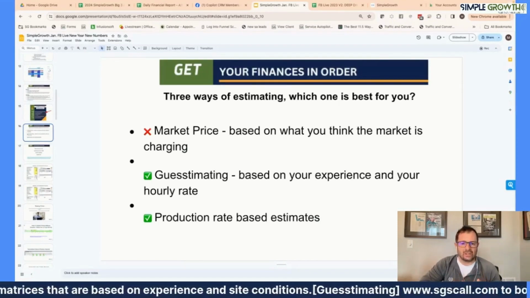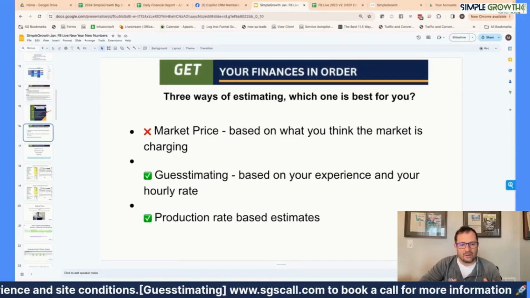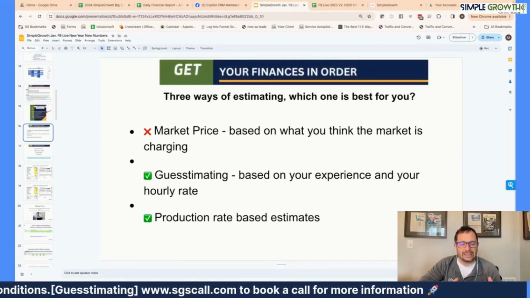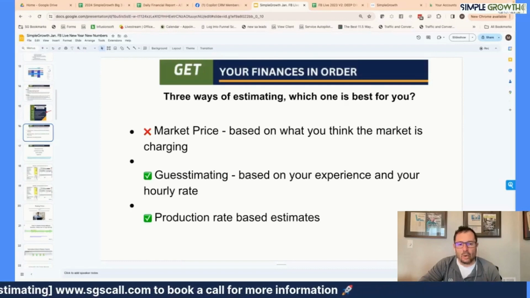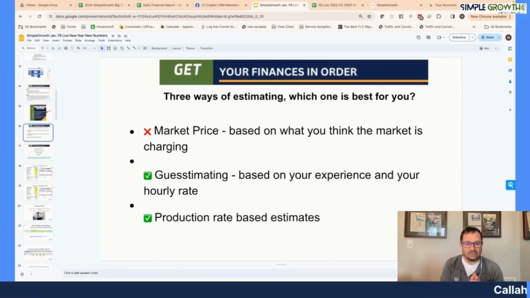So as we're looking at this, Josh, the second was something that I call guesstimating. So we're going up to that fall cleanup or the spring cleanup and looking at it and saying, based on my experience, my equipment, and the current site conditions, I think it's going to take X amount of hours for one person to do it, and you multiply that times your hourly rate. But this is the first step.